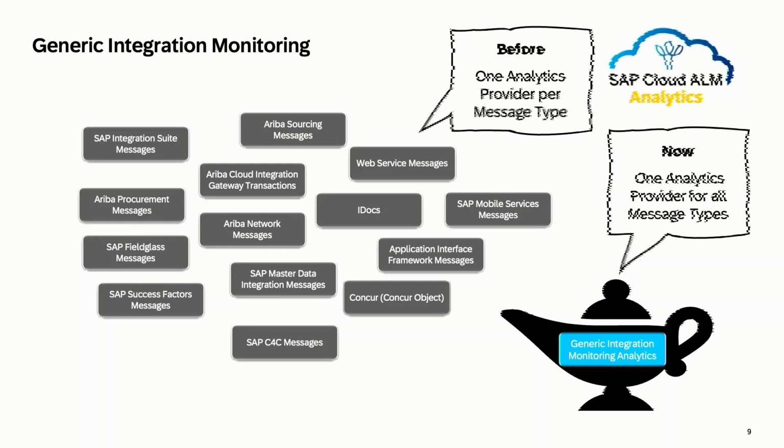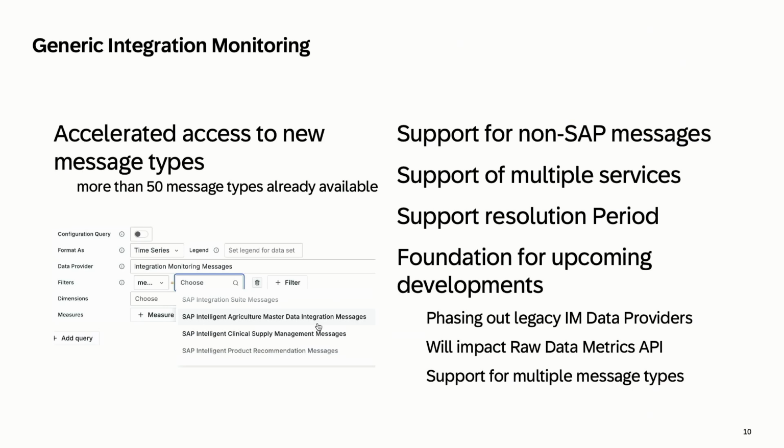Why are we doing this? The main reason is we want to accelerate the release of new message types. I mentioned that we have 14 providers today. But by switching to the generic provider, you will have access immediately to more than 50 message types. Actually, you will have access directly to all message types you can see in integration monitoring. That's why we prefer this approach. And all the new development will go there, in the generic version of the provider.